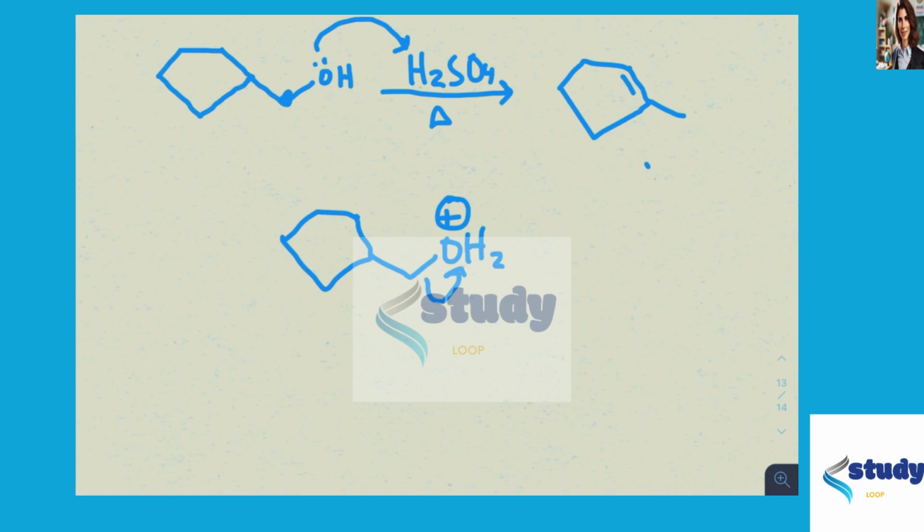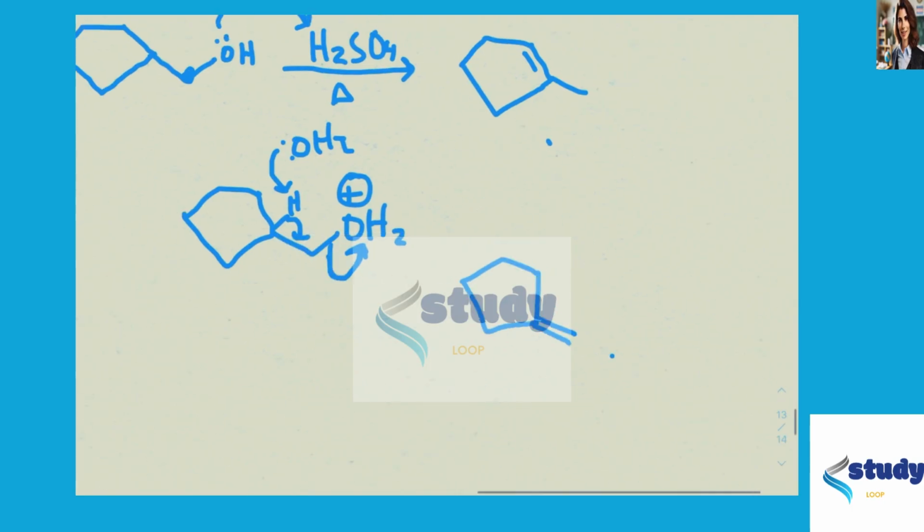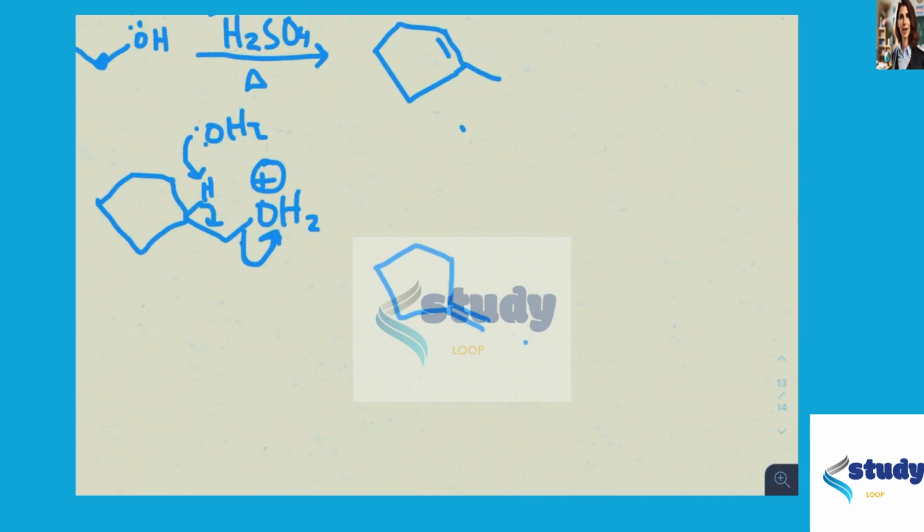And I'm going to do that by having water come in and attacking/deprotonating this hydrogen. Okay, so I'm going to move the electrons from this carbon-hydrogen bond onto this sigma bond, and in the process kick out this water as a leaving group. Okay, so that's going to result in this product, in which I have my alkene on the outside of my cyclopentane. Okay, so this right here is obviously not that.